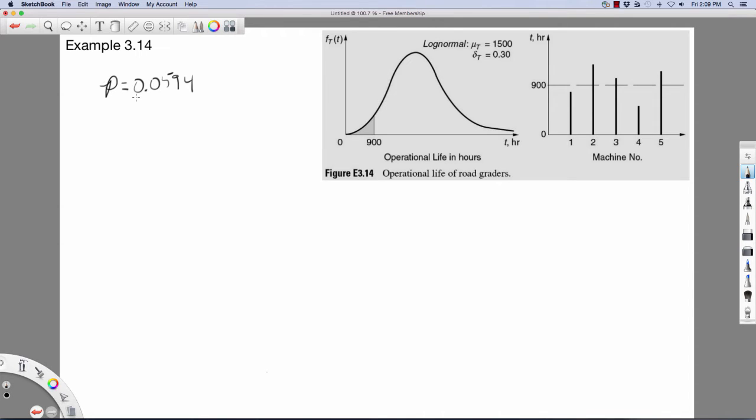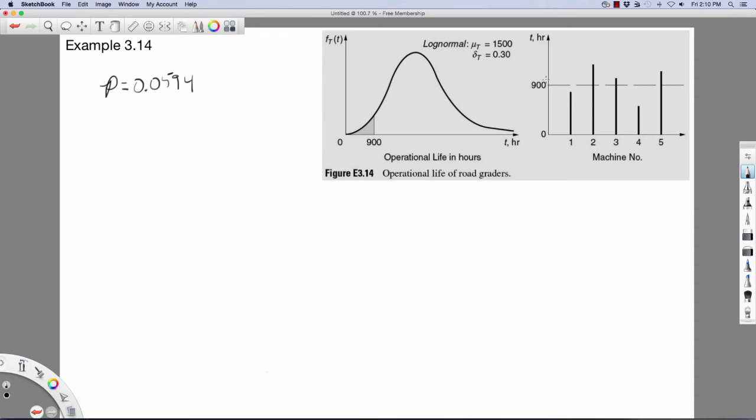For the 5 machines taken collectively, the actual operational lives of the different machines is shown in the figure. Machines 1 and 4 have operational lives less than 900 hours, as illustrated here, and machines 2, 3, and 5 have operational lives greater than 900 hours. The corresponding probability of the sequence is p squared times (1 minus p) cubed. But the 2 malfunctioning machines may happen to be any 2 of the 5 machines.